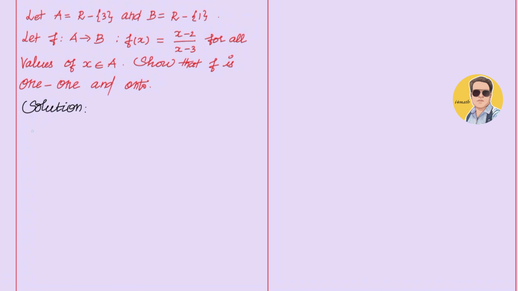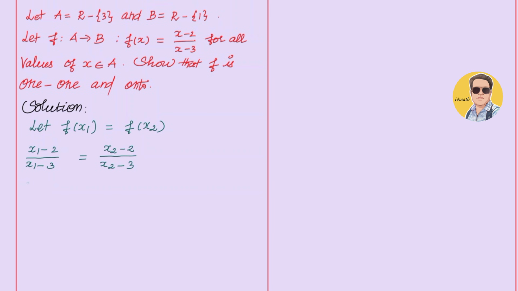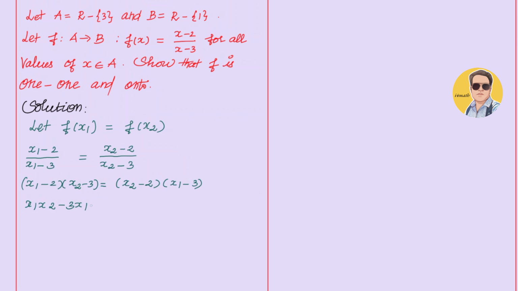So let f of x1 equal to f of x2. Substitute x equal to x1 in f of x. So (x1 minus 2) divided by (x1 minus 3) will come. Similarly, substitute x equal to x2. So what we will get? (x2 minus 2) divided by (x2 minus 3). Now let's do the cross multiplication. (x1 minus 2) into (x2 minus 3) is equal to (x2 minus 2) into (x1 minus 3). Now apply the distribution law: x1 into x2, minus x1 into 3, that is 3x1, and then minus 2 into x2, and then minus into minus is plus, 2 threes are 6.